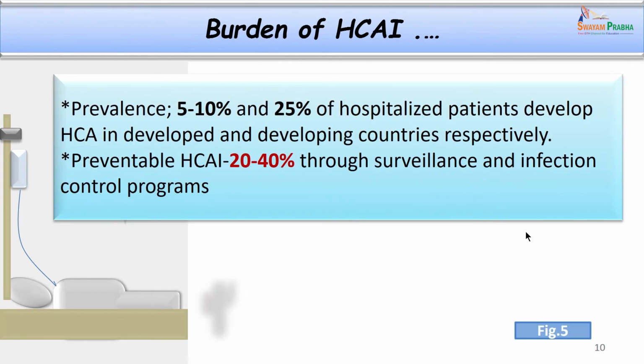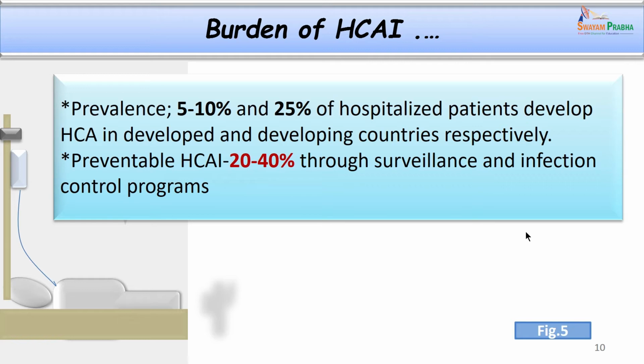What is the burden of healthcare associated infections? All over the world, it is estimated that developing countries have more burden. The burden is as high as up to 25%. However, the prevalence in the developed countries is much lower. It could be between 5 to 10%.